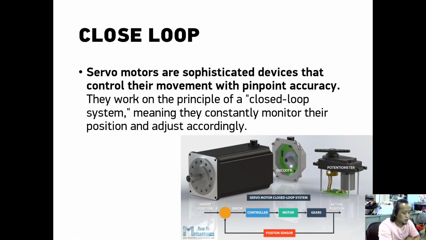And what is a closed loop in the servo motor? Servo motors are sophisticated devices that control their movement with pinpoint accuracy, so it means that the accuracy is very good. They work on the principle of a closed-loop system, meaning they constantly monitor their position and adjust accordingly. As you can see, this is the industrial servo motor with this encoder, and this is the generic servo motor. And the sensor we have here is a potentiometer. So the position sensor can be an encoder for industrial motors or a potentiometer in generic or hobby servo motors.